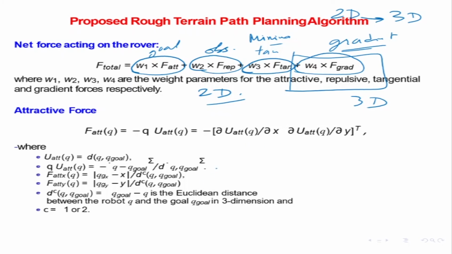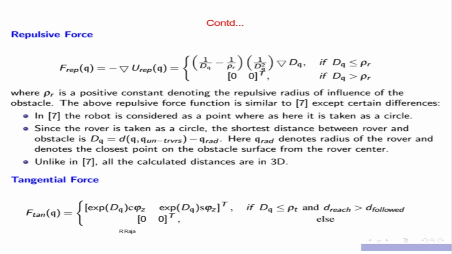Exactly similar to what we had done in the last case, where d is the Euclidean distance between the goal and q, and I can have my conical function, or I can have a quadratic function. Then take its gradient. For the repulsive, I can have exactly the same. So this is the repulsive gradient, 1 by d minus 1 by the effective distance, and it is 1 by d squared. So it is exactly the same as what we were using in the 2D case.